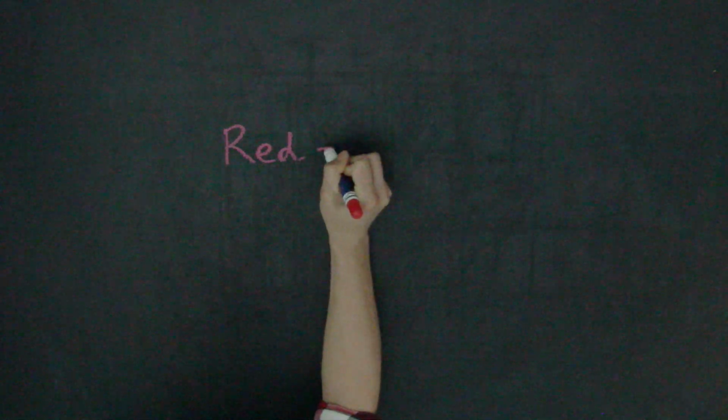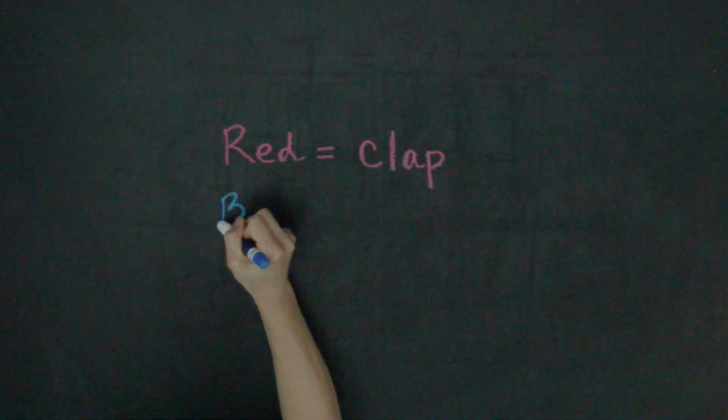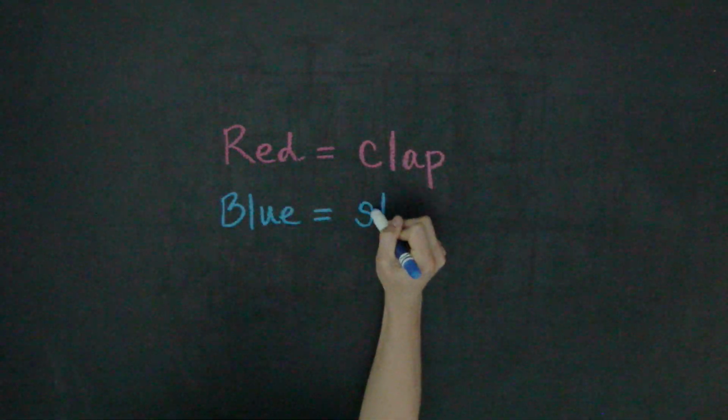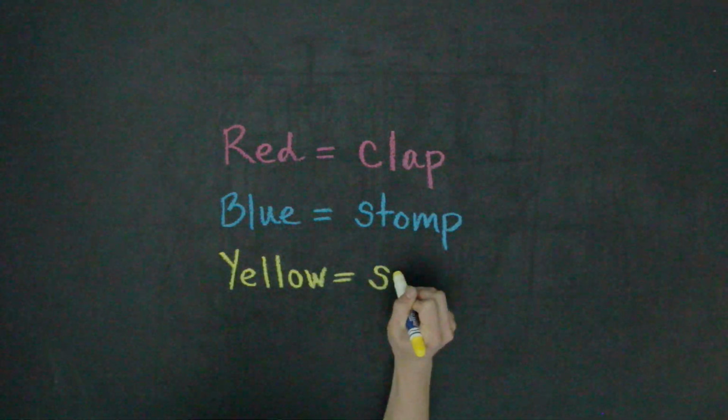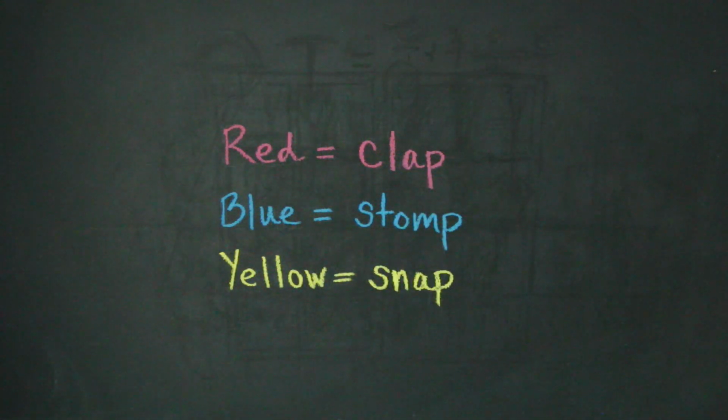Suggest a color code, like red equals clap, blue equals stomp, and yellow equals snap, to indicate which sound is being used. Try having your class determine this code and post it in a prominent place so that students can refer to it as they work in their small groups.